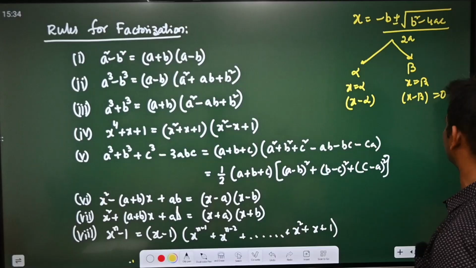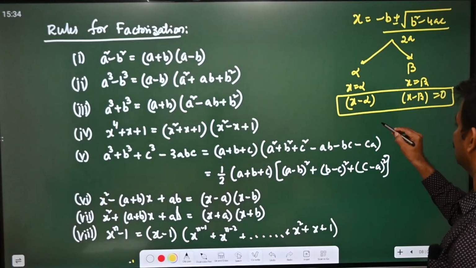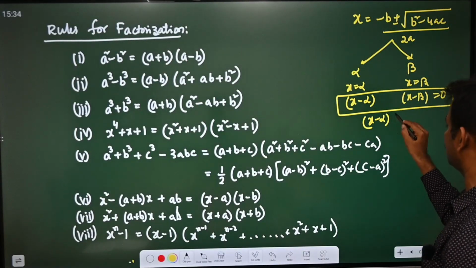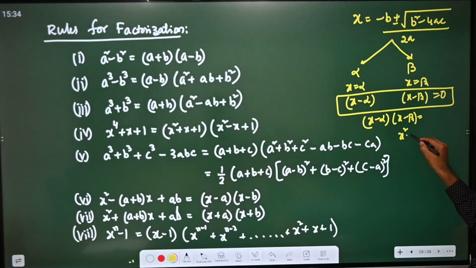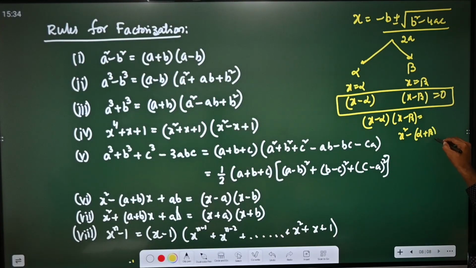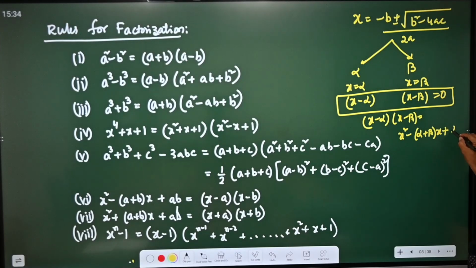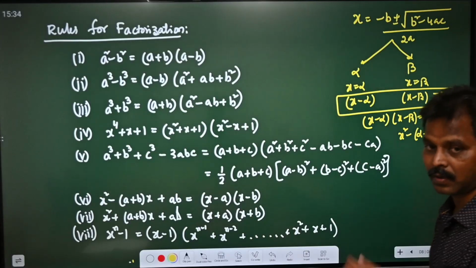If you multiply these two, you should get 0. This is the quadratic equation. So (x minus alpha) into (x minus beta) is equal to x square minus sum of the roots into x, plus product of the roots, alpha into beta.